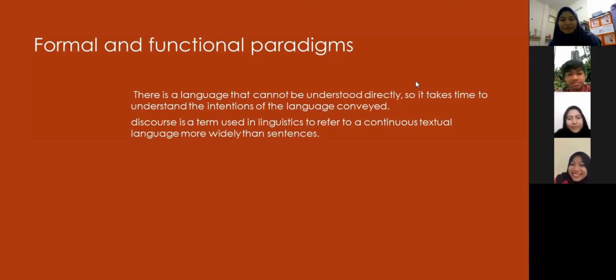So I will explain about the formal and functional paradigms. There's a language that cannot be understood directly, so it takes time to understand the intention of the language conveyed. Discourse is a term used in linguistics to refer to continuous textual language more widely than sentences.